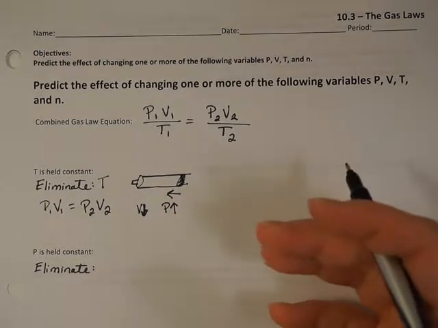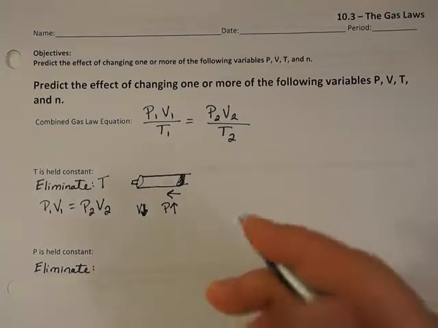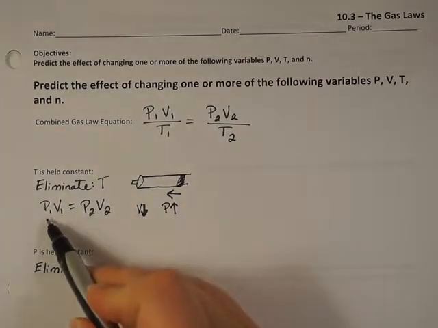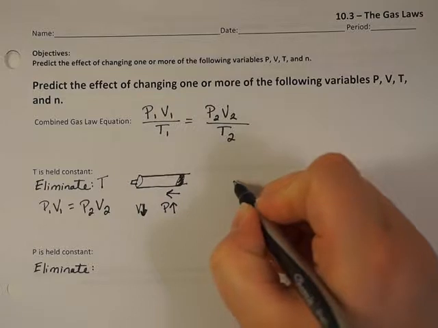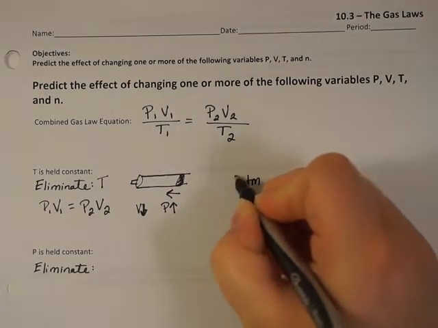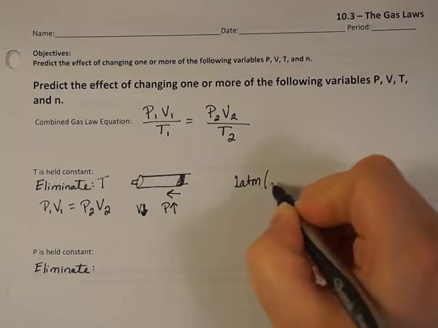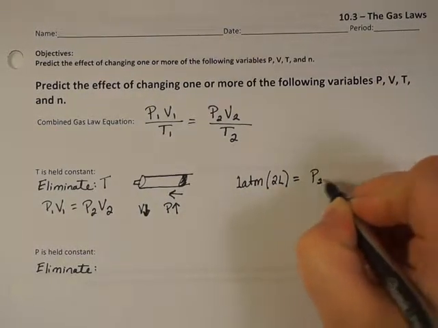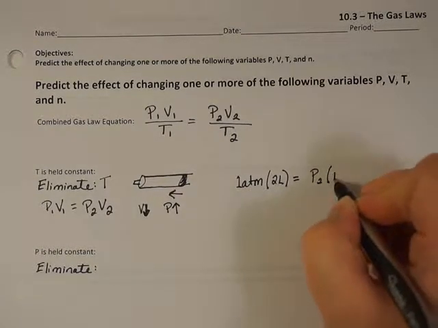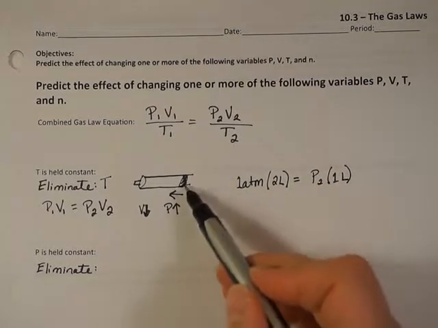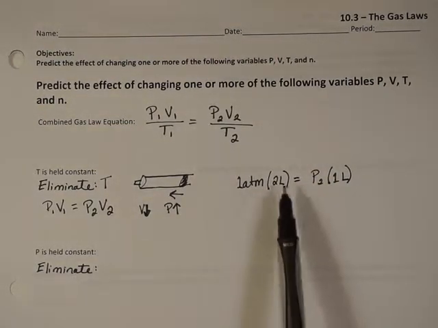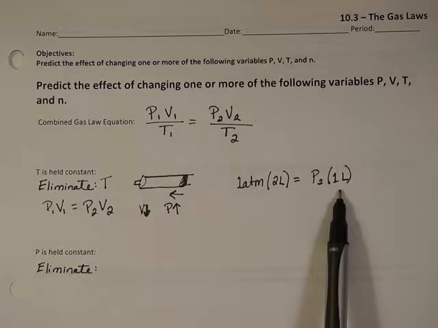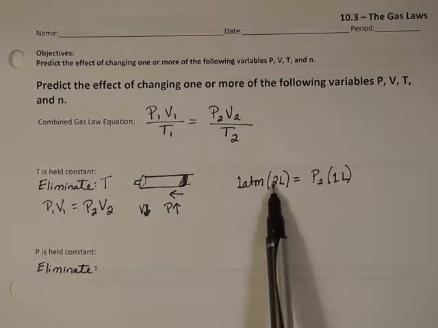Well, let's say you weren't able to think about it and just know. We can prove it mathematically using this equation. Let's say my first pressure is 1 atm and my volume to start off with is 2 liters. My second pressure we're going to figure out, and my second volume is going to be 1 liter. So let's pretend that I'm decreasing a syringe from 2 liters to 1 liter, even though a 2-liter syringe would be massive.